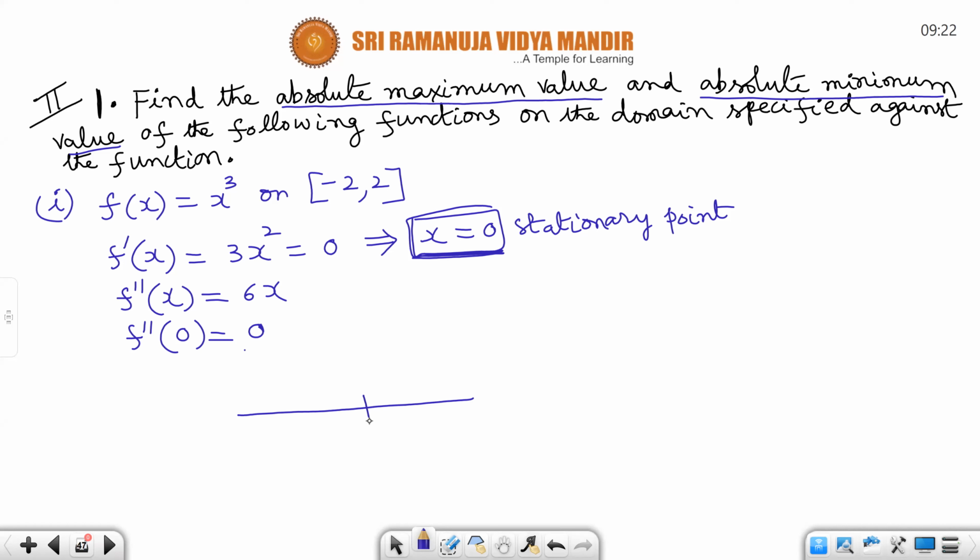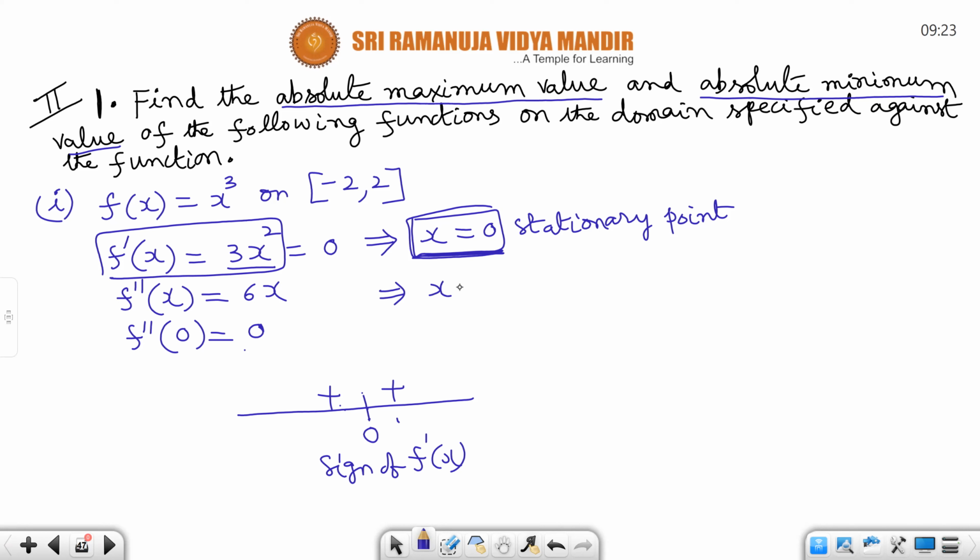The derivative is 0 at 0. We check the sign of f dash x. What is f dash x? 3x square, you can see. When x is slightly less than 0, x is negative, but what about the sign of 3x square? Positive only, because it is x square. When x is slightly greater than 0 also, 3x square is positive. So the first derivative is not changing its sign at x equal to 0. Therefore, x equal to 0 is not a local extremum.